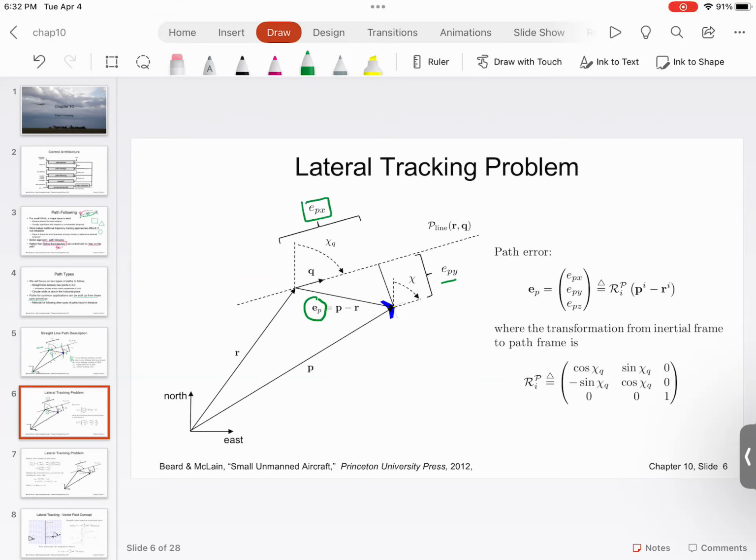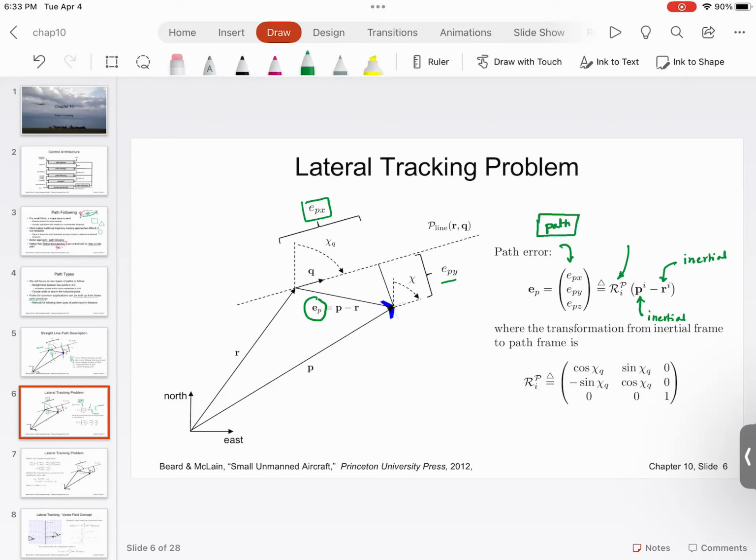And what I want to do is define this coordinate transformation, because this is very important. P is defined in the inertial coordinate frame. R is defined in the inertial coordinate frame. But the error is in the path frame.